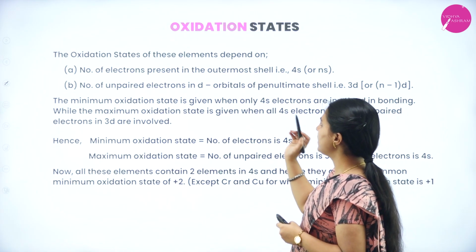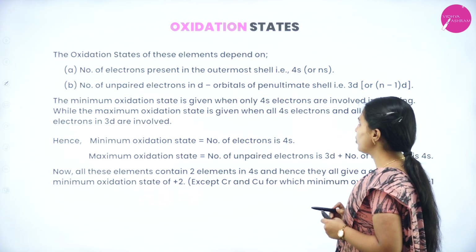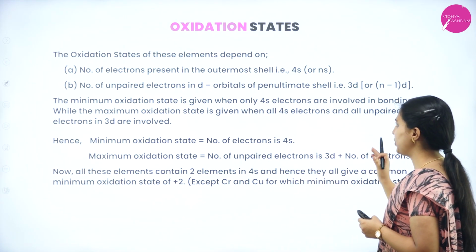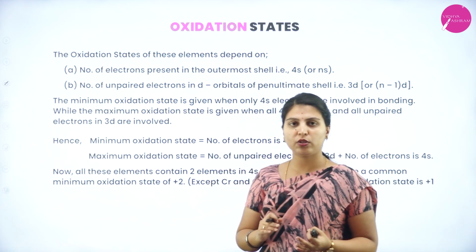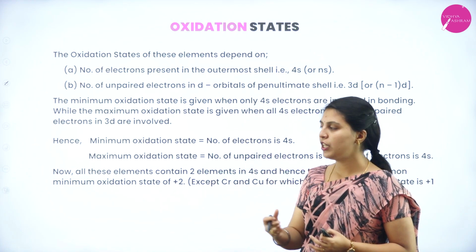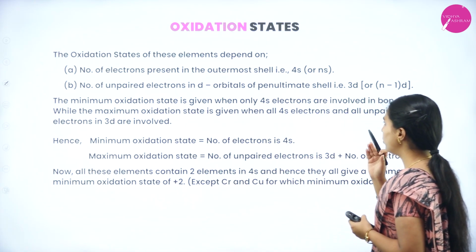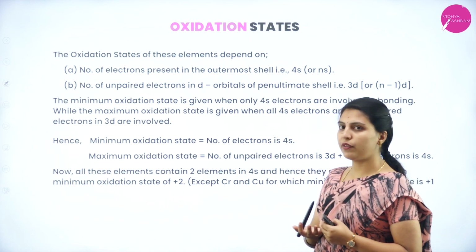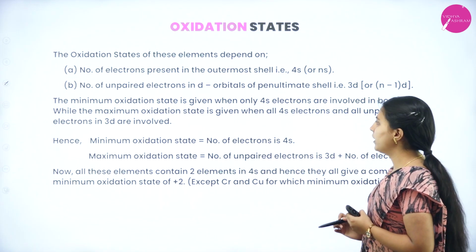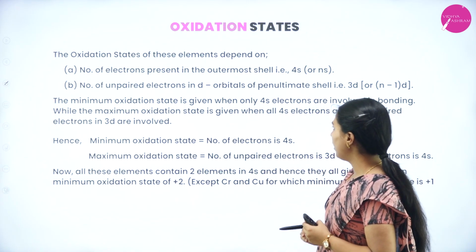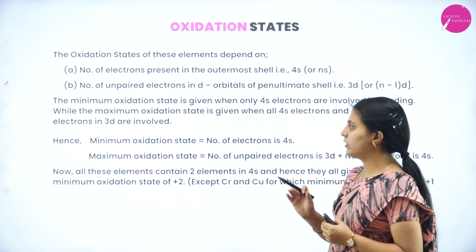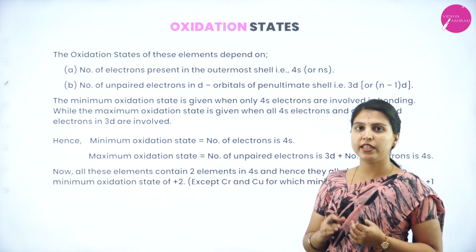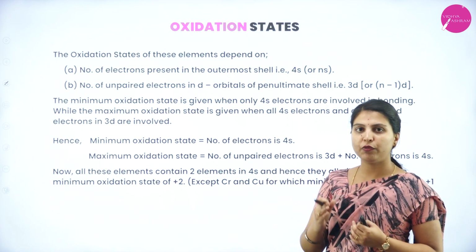The oxidation states of these elements depend on the number of electrons present in the outermost shell, that is ns or 4s, and the number of unpaired electrons in 3d orbitals of the penultimate shell. The minimum oxidation state is given when only 4s electrons are involved in bonding, while the maximum oxidation state is given when all 4s electrons and all unpaired electrons in 3d are involved in bonding.